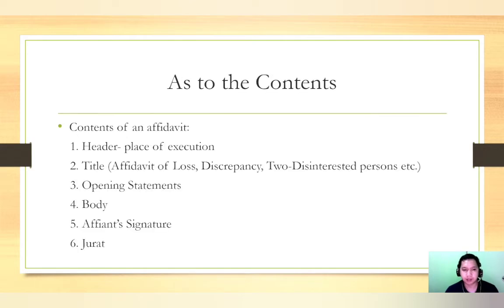As to contents, an ordinary affidavit comprises the following. First one is the header, the title, which may be either affidavit of loss, discrepancy, etc. The second is the opening statements, which include the private facts, such as the name of the affiant, the age, legal status, and address. The fourth one is the body, the affiant's signature, and the jurat.